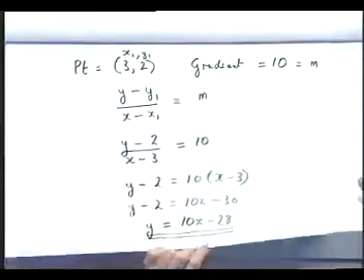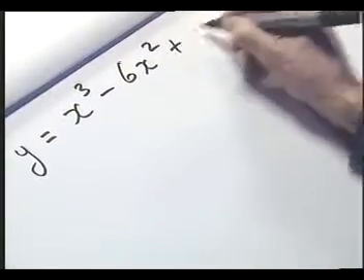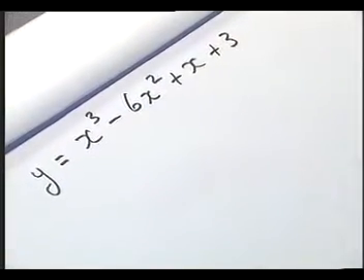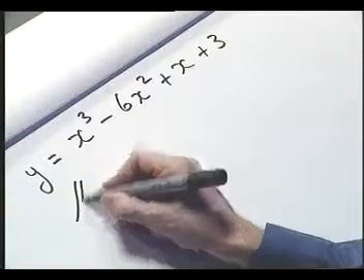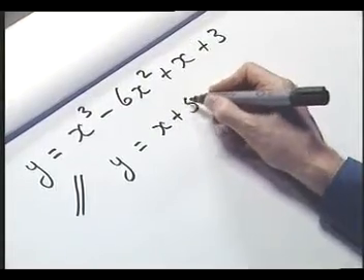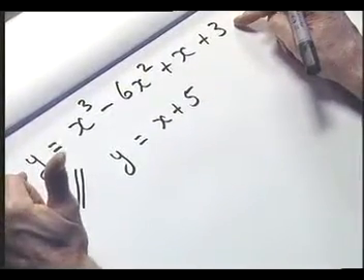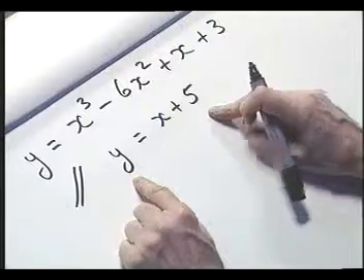Okay, let's take another example. This time, let's say that what we want to be able to do is looking at this curve, y equals x cubed minus 6x squared plus x plus 3. And what we want to find are the equations of the tangents that are parallel to the line y equals x plus 5. So here's our curve, and what we want are the equations of the tangents parallel to this line.